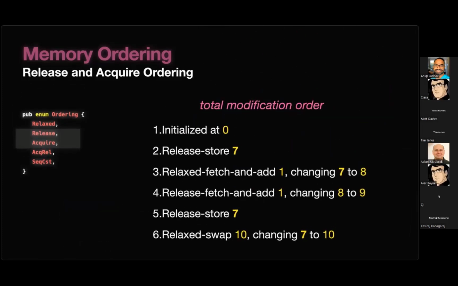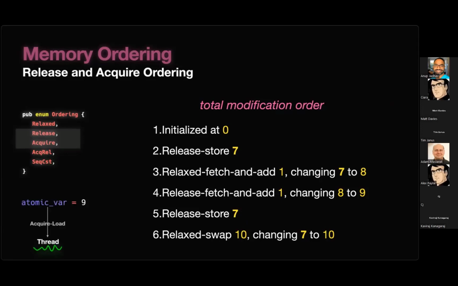Now, there's one more nuance to understand here, which is that a release stored value may be modified by any number of fetch and modify and compare and exchange operations, while still resulting in a happens before relationship with an acquire load that reads the final result. For example, let's say the atomic variable follows this order: initialized at 0, then release store 7, relaxed fetch add, which will change the value to 8, then release fetch add, which will change the value to 9, then release store 7, and finally relaxed swap 10, which will change it from 7 to 10.